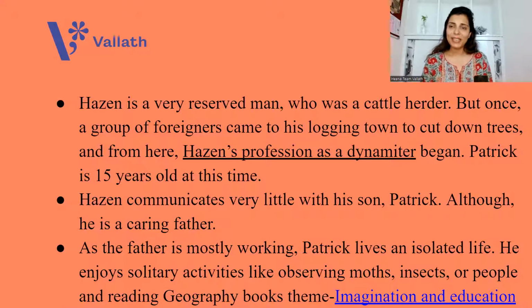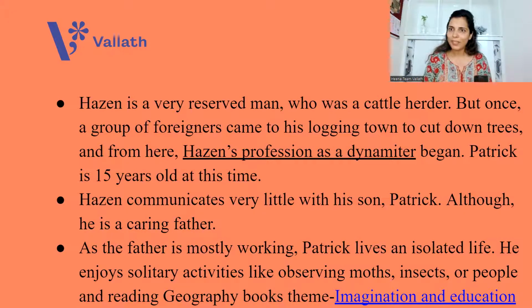A little bit about Hazen. Hazen is a very reserved man who was a cattle herder. But once a group of foreigners came to his logging town. So his town has many trees, which means these trees can be cut and used for other purposes, deforestation. So once a group of foreigners came to his logging town to cut down trees. And from here, Hazen, that is Patrick's father's profession, changed. From a cattle herder, he became a dynamiter.